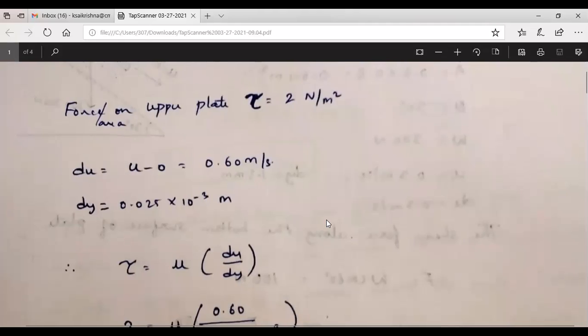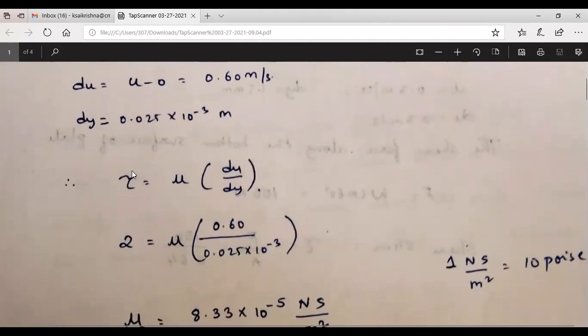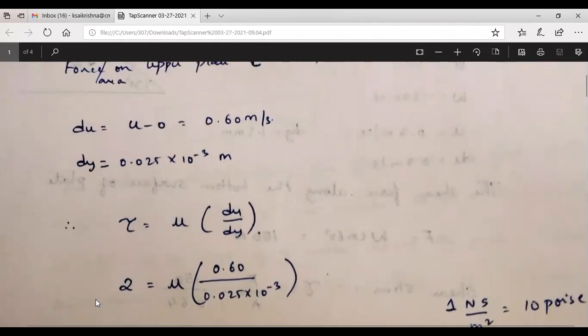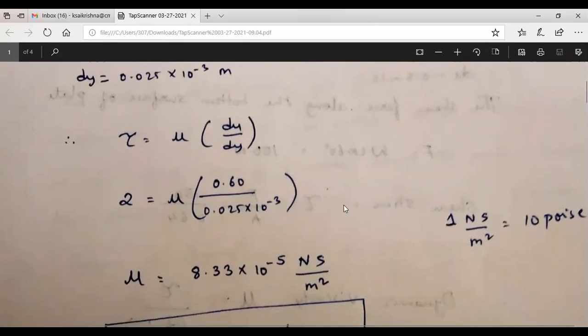Okay, next, write this. The dynamic viscosity of the fluid: tau equal to mu into du by dy. Take your calculator and please calculate this value. What is the value of mu? 8.33 into 10 to the power of minus 5. So mu equal to 8.33 into 10 power minus 5. And remember one thing, here all the units are kept in Newton, meter and seconds only. So the final unit you'll get is Newton second per meter square.